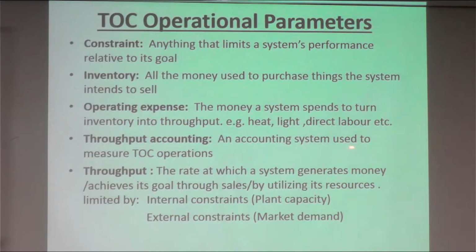Throughput accounting, an accounting system used to measure TOC operations. Now, throughput is the rate at which a system generates money or achieves its goal through sales. Throughput is the rate at which an organization generates money by selling its product. And they are limited by either the plant capacity constraint, this is an internal constraint, or market demand, an external constraint.